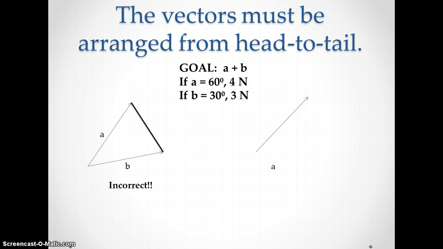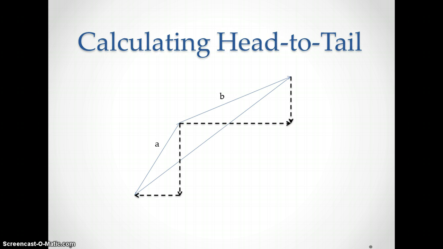So in the same case we're given vector A and vector B, and this time we're going to put B at the tail of vector A. And this is how we get our resultant vector. This is correct. So calculating from head to tail in a scalene triangle is different than calculating at a 90-degree angle.